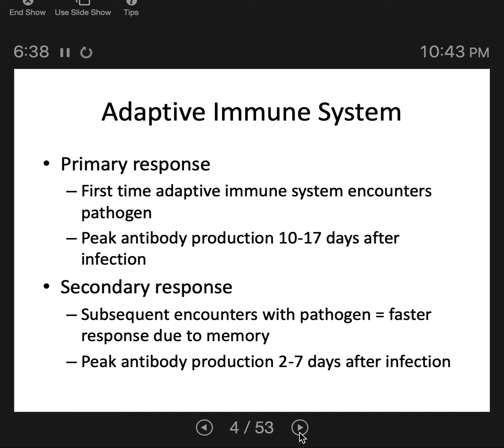So the first time you encountered the pathogen, it took a long time for your adaptive immune system to gear up, but you generated a chemical memory. This chemical memory allows your adaptive immune system to give a much faster response the second time you encounter the same pathogen. Peak antibody production for the secondary response is only 2 to 7 days after infection. So a fraction, sometimes a tiny fraction, of the time it took during the primary response.